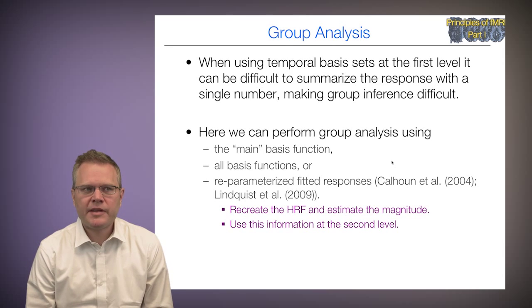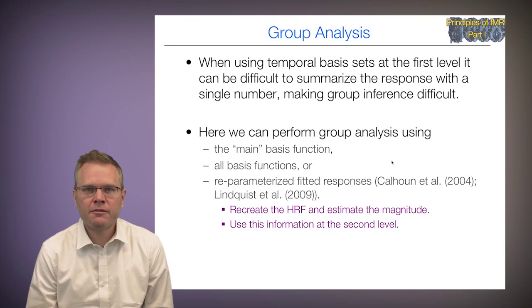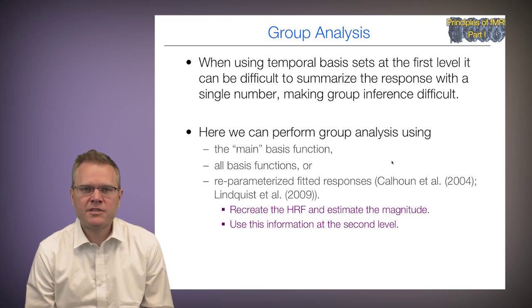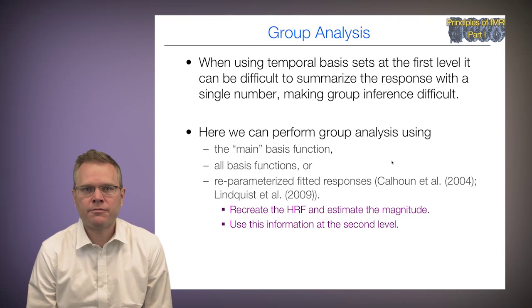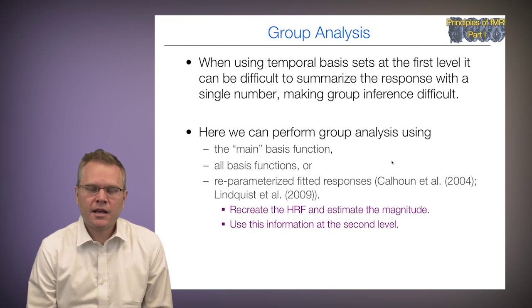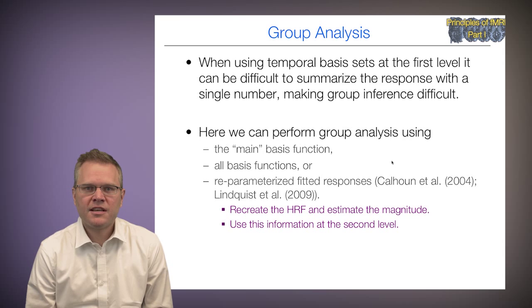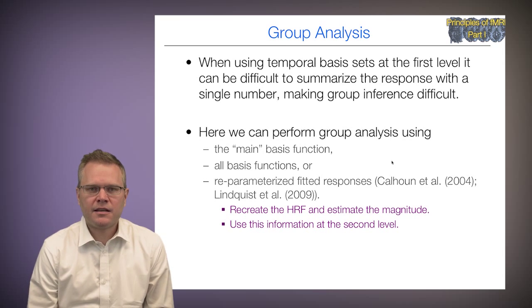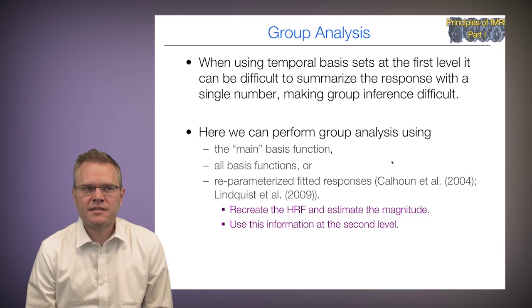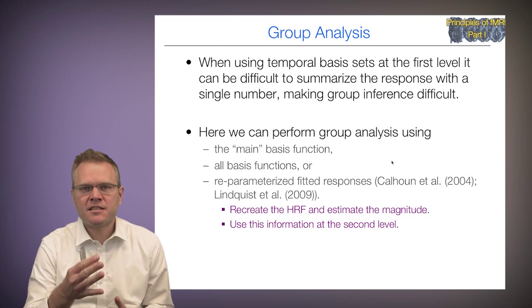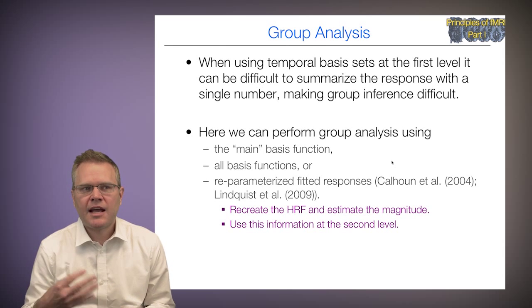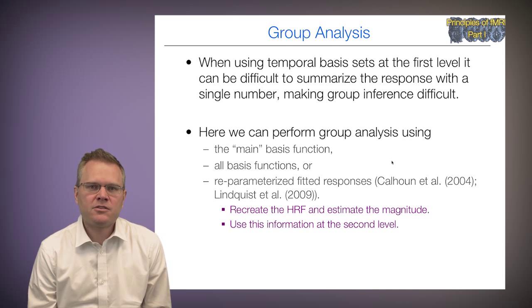And here we can perform group analysis using, for example, just the main basis function. So for example, if we're using the canonical HRF and its derivatives, sometimes we just use the amplitude corresponding to the canonical HRF and use this in our second level analysis in the summary statistics approach. Another way of doing it is to use all the basis functions and do an f-test. And finally, a third way would be to reparameterize the fitted response. So basically, you take the different basis sets and reconstruct the HRF and estimate the magnitude from the reconstructed HRF, and then use this information at the second level. So these are all different ways of addressing this problem.